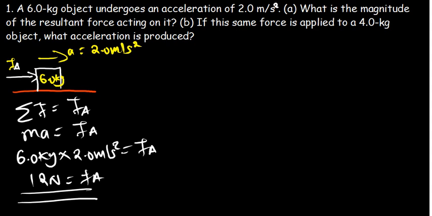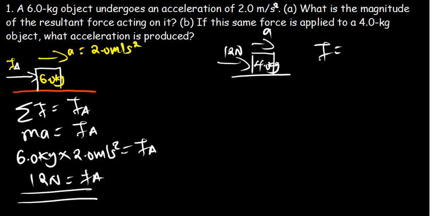What of part B? Part B is saying if this same force is applied to a 4 kg block or object, what is the acceleration produced? So the same force, we have calculated the force. They are saying the same force, now it is acting on what? 4.0 kg, but the same force which we have calculated, which is 12 newtons, and we don't know the acceleration. Well, let's calculate the acceleration. We know that force is going to be given by mass times acceleration. We know the force is 12, and we know the mass is 4.0.